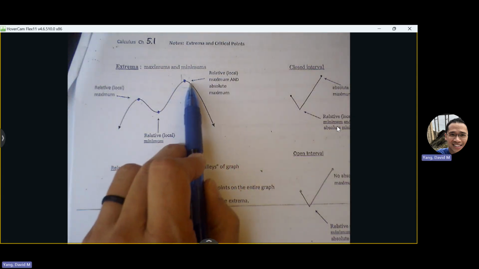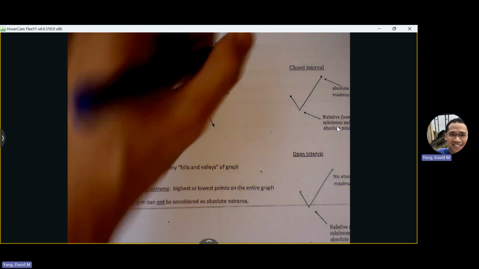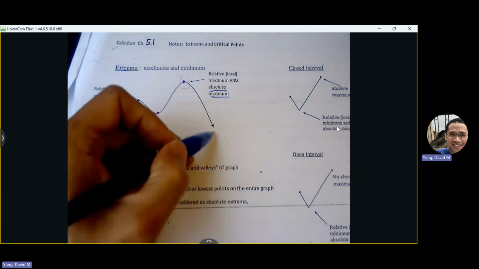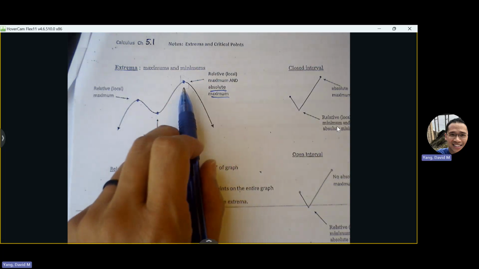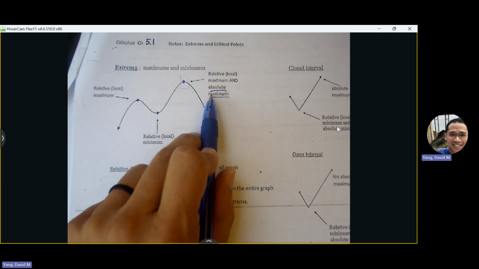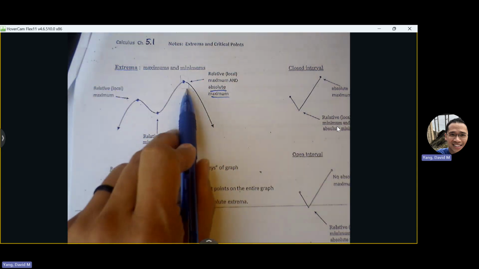Now this point is a relative max because it's a hill of the graph, but we can also consider it an absolute maximum because over the entirety of the graph, it is the highest point. So it falls into two categories. It's a relative maximum because it's a hill of the graph. It's also an absolute max because there's no other point throughout the graph that's higher than that point.